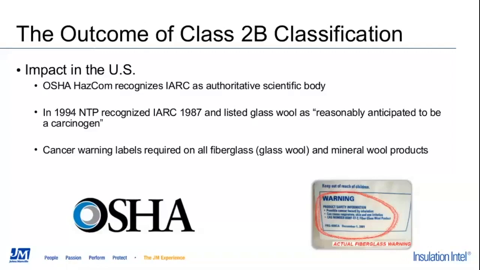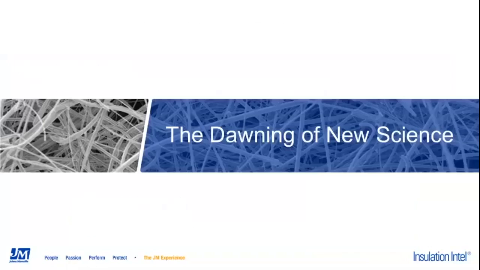recognized in a formal way IARC's 1987 Group 2B possible carcinogen listing, and so by the time, say, in the early 1990s, because of OSHA HAZCOM, these fiberglass insulation products had to have a cancer warning label on them, basically explaining that it could present a possible cancer hazard. The industry found itself in the late 1980s of having IARC classify the products and the fibers as Group 2B possible carcinogens.